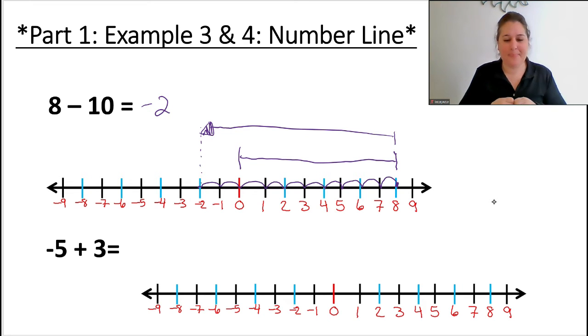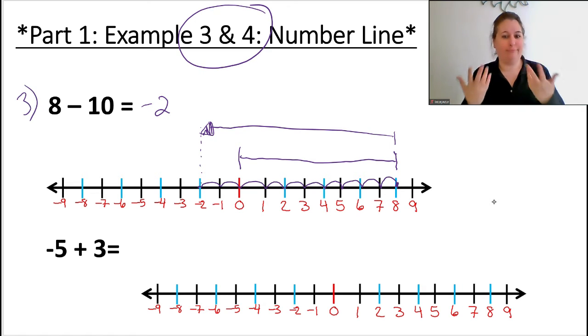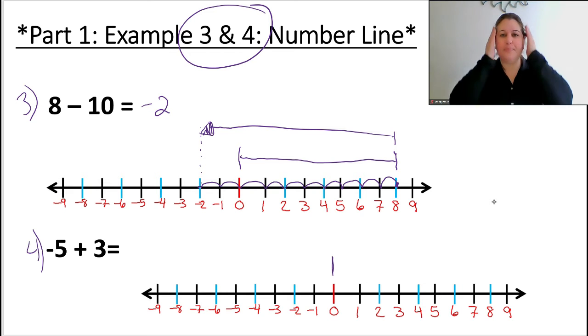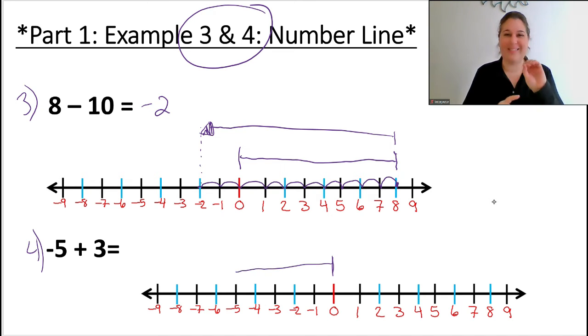Now let's look at the second one. This is example 4. As you can see, it says examples 3 and 4. This was number 3. This was number 4. Start at 0. I go to negative 5. And then from negative 5, it says plus 3.